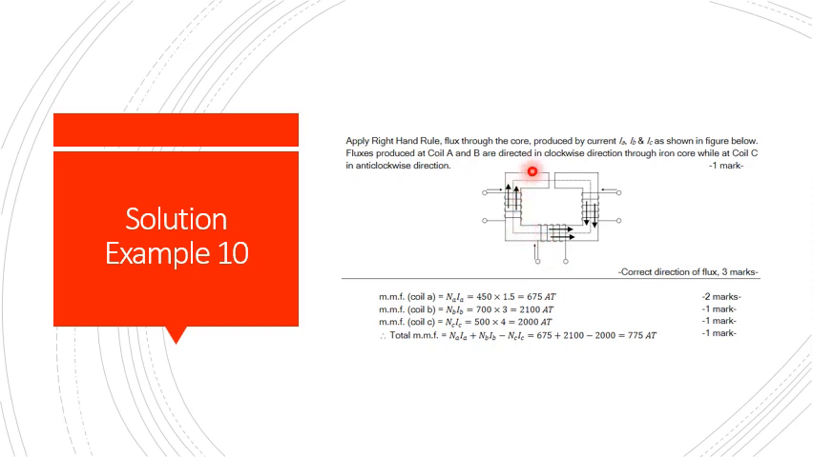So from here we can see that coil A and coil B have the same direction, but coil C has the inverse direction. So we can add Ni for A and Ni for B, but for Ni for C we have to subtract. So the total MMF is NIA plus NIB minus NIC. So we got 775 ampere turns.